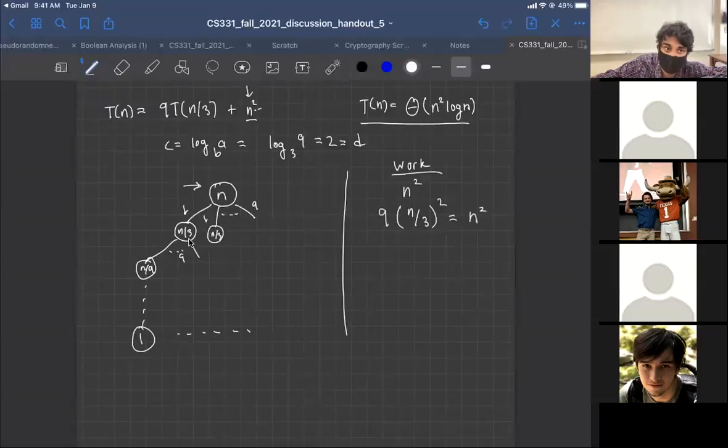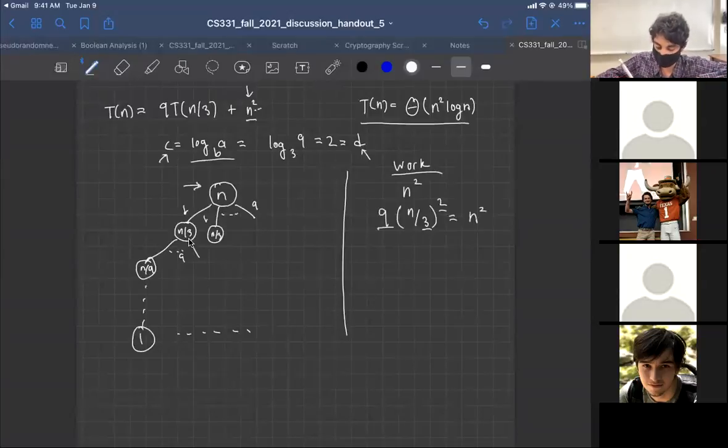That's no coincidence. C is equal to D. It's no coincidence that if you raise 3 to this power, you get this number. That's the case C is equal to D. And that's why we define C to be log base B of A, and not A over B or the square root of A over B or something like that. So it's a very calculated idea to take log base B of A.